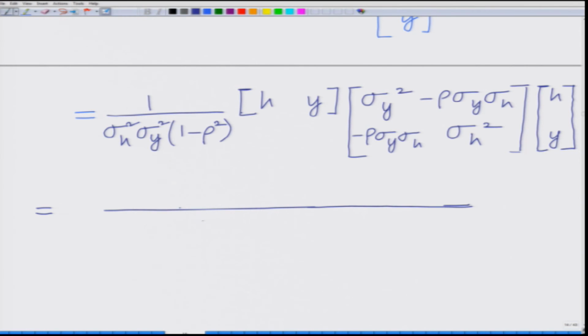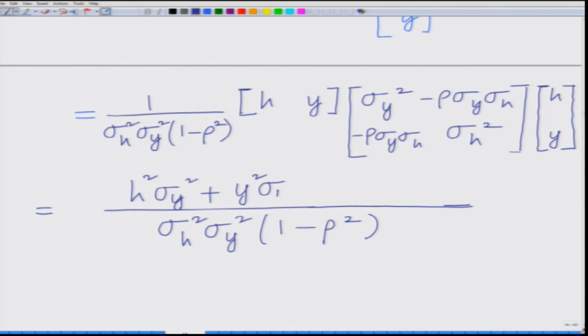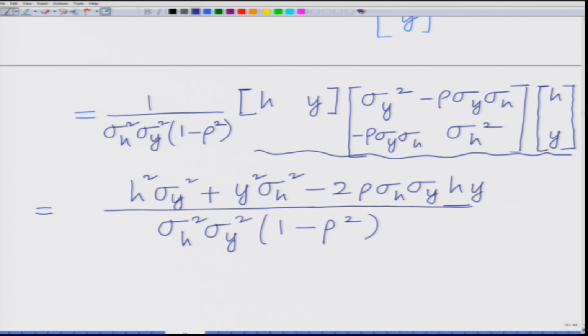In the denominator, I have sigma h square sigma y square times 1 minus rho square. In the numerator, I have h square sigma y square plus y square sigma h square minus 2 rho sigma h sigma y times h into y. This is the term which corresponds to the row vector h y times R inverse times the column vector h y, where R is the covariance matrix corresponding to the vector h y.